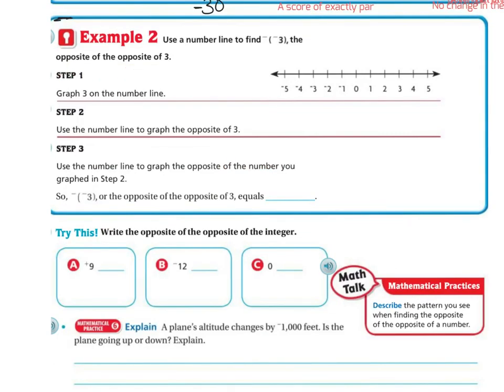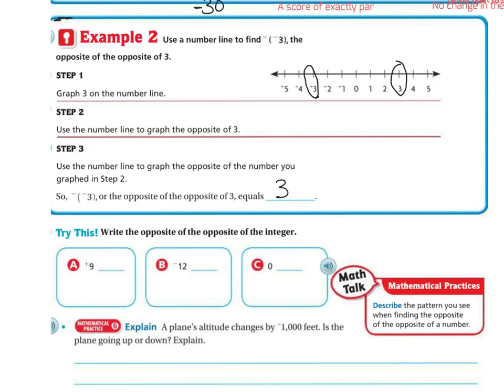Okay, opposite of 3. We're going to use a number line to find the opposite of 3. So we're going to graph 3 on the number line. So here's my 3 on the number line. And then use the number line to graph the opposite of 3, which is negative 3. So the opposite of the opposite of 3 equals 3, right?